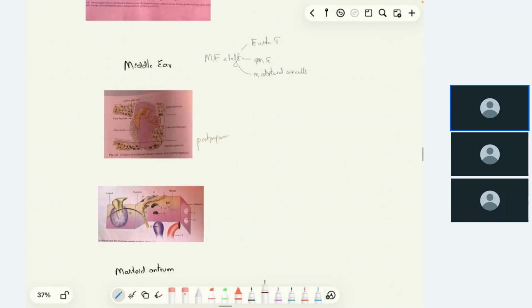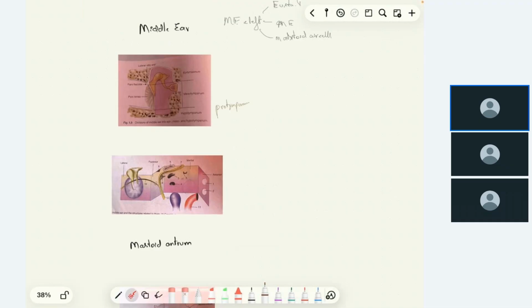Imagine the middle ear as a room which has a roof, which has been removed here. The floor has also been destroyed. The anterior wall, the lateral wall, the posterior wall, and the medial wall. The middle ear is a room which has a roof, floor, anterior wall, posterior wall, lateral wall, and a medial wall.